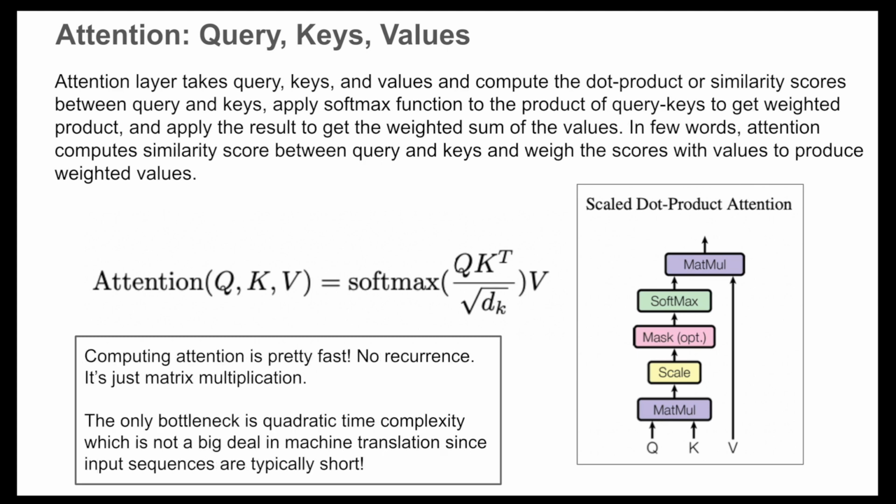So computing attention is pretty fast. As you can see, there is no recurrence, there is no loop, there is no convolution. It's just two matrix multiplications. The only bottleneck is quadratic time complexity, which is introduced because every token has to attend to other tokens in the sequence. But as the paper showed, this is not a big deal in machine translation, since input sequences being translated from one language to another are typically short, not very large.